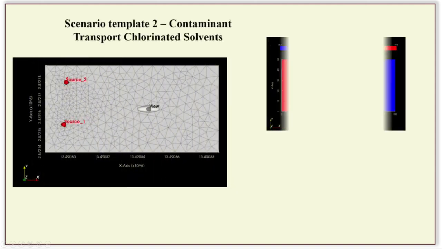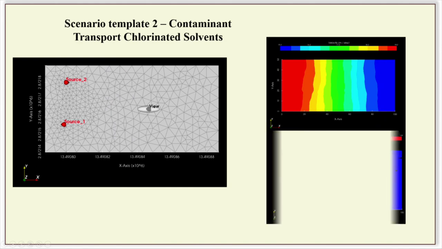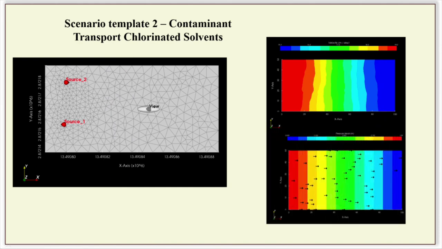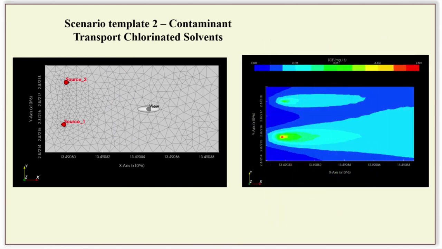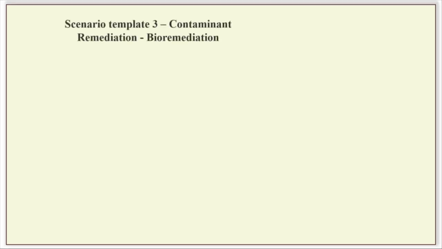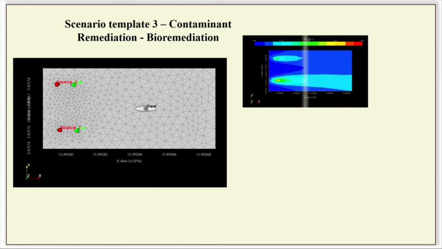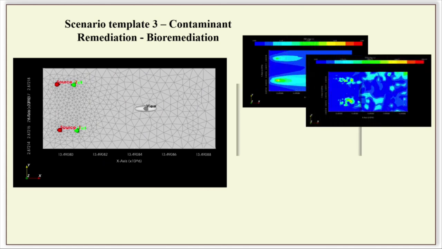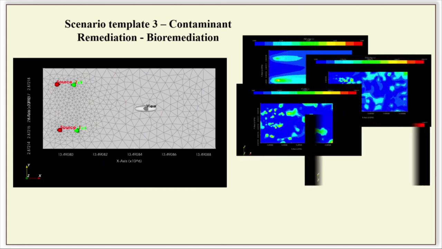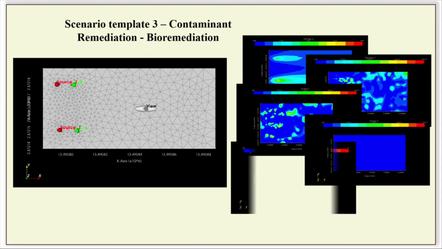Chlorinated solvent simulates key transport processes such as advection, dispersion, diffusion, and adsorption, supporting risk assessment and identification of affected areas. Scenario Template 3, Contamination Remediation. Bioremediation explores the use of lactic acid as a remediation agent, enabling users to evaluate its effectiveness under realistic subsurface conditions.